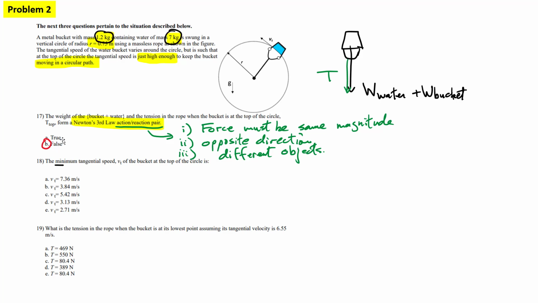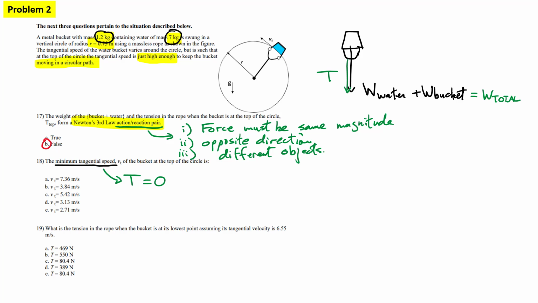To find the minimum tangential speed, the minimum is obtained when the tension goes to 0. If the tension goes to 0, you eliminate it from the free body diagram. For it to go in a circle, we need a force acting toward the center of the circle, and that is going to be the total weight, which is acting down. That's toward the center of the circle.